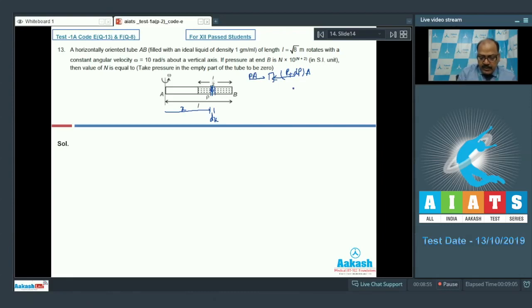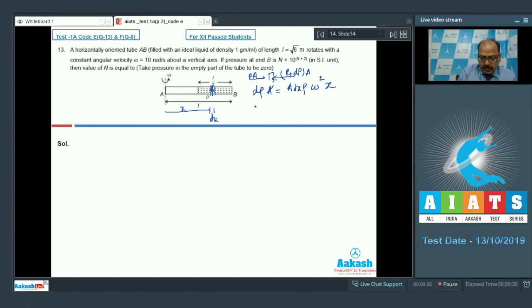So that means the net force is dP into A. So we can write the equation now. Net force dP into A on that element of liquid equals its mass. Its mass will be equal to A dx into rho, times omega square into x. Now we can cancel A on both sides. We have got the expression for dP.